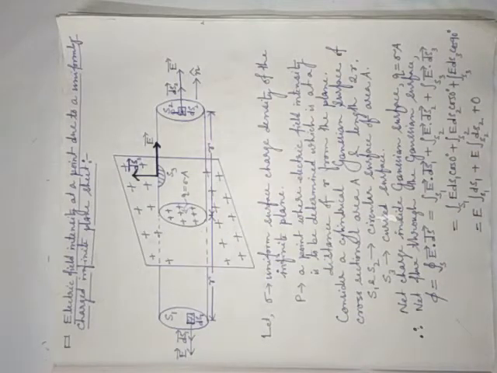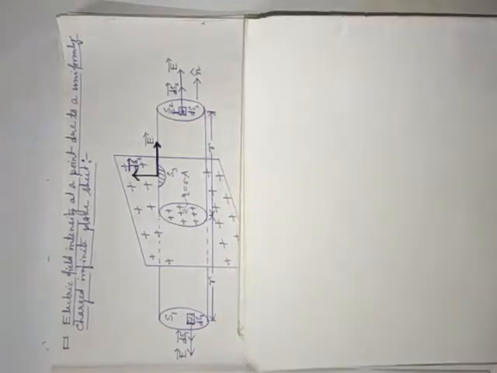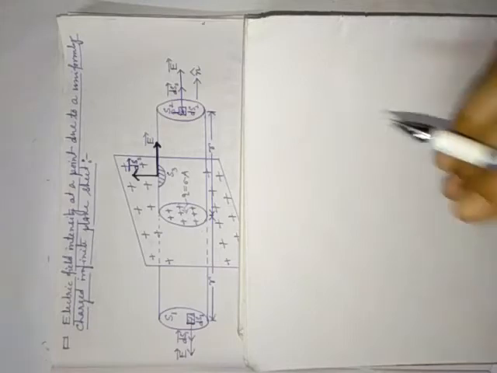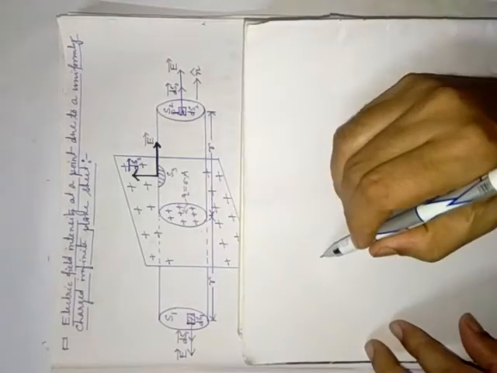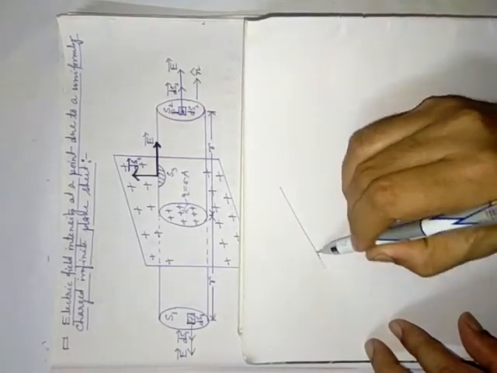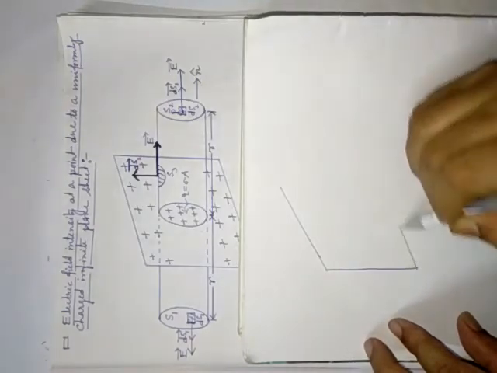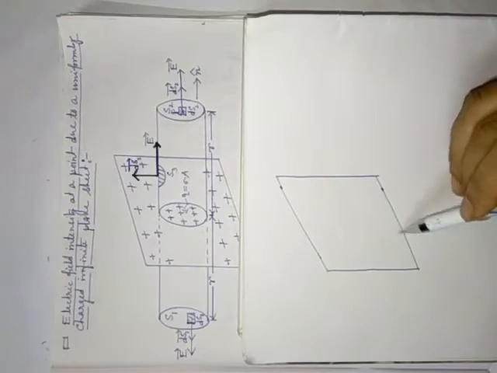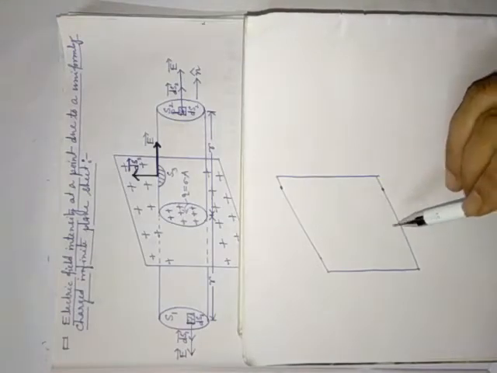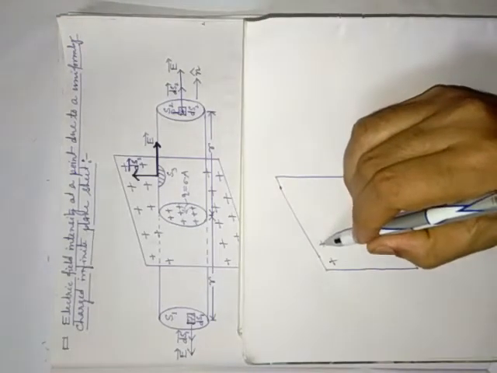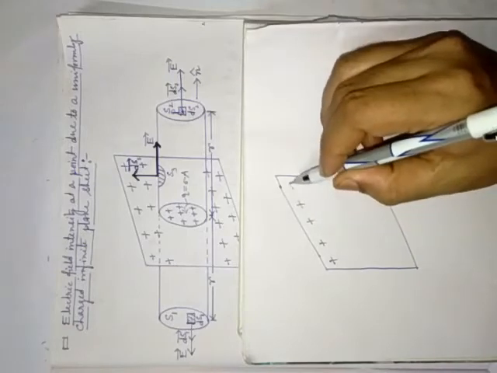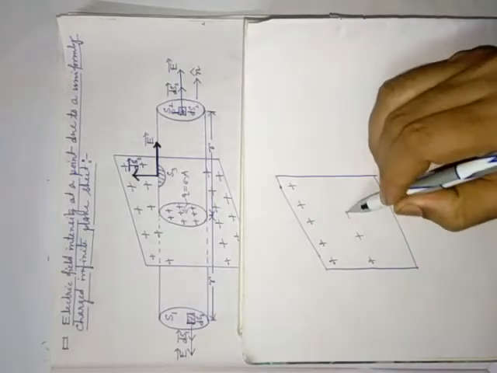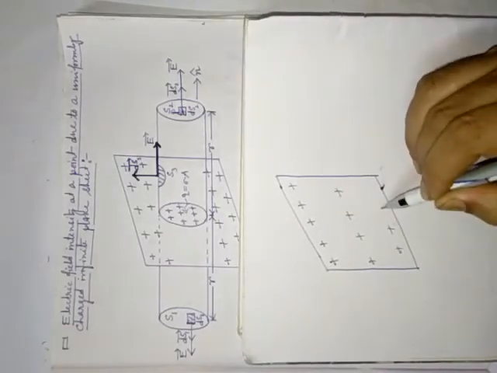Okay, see here, I am going to draw an infinite plane sheet. Though it is infinite, I have drawn here a finite plane sheet. Suppose it is extended to infinity. Suppose it is positively charged.